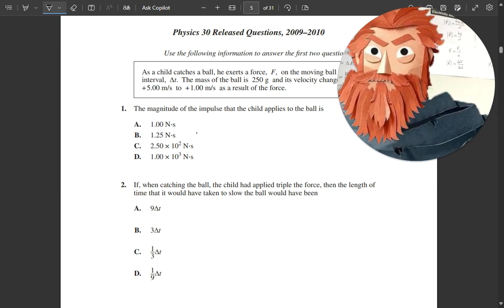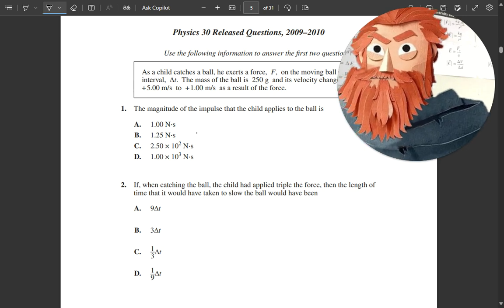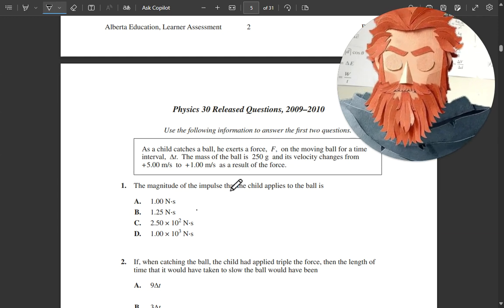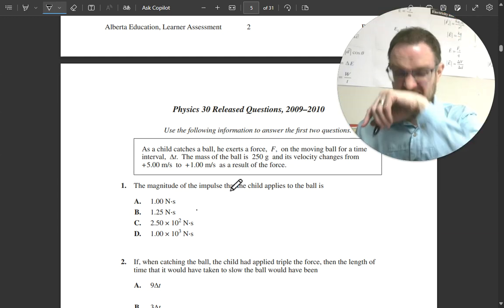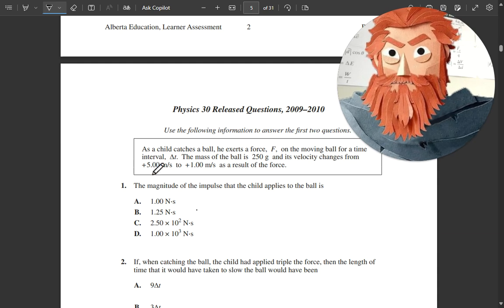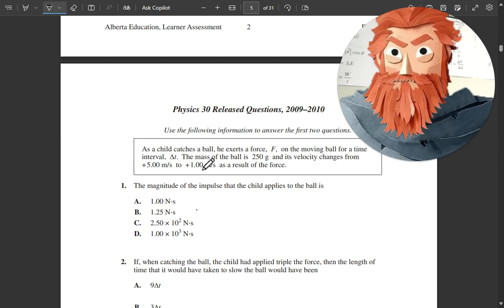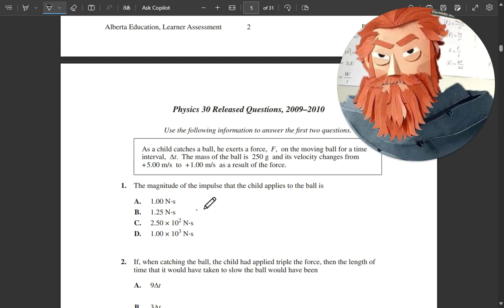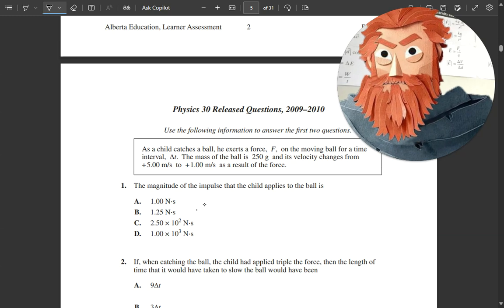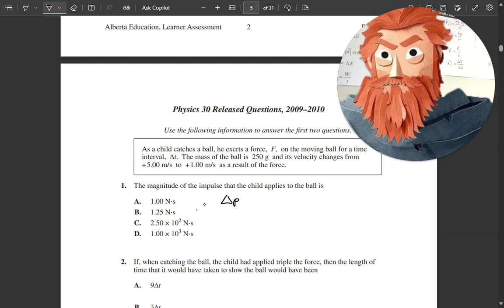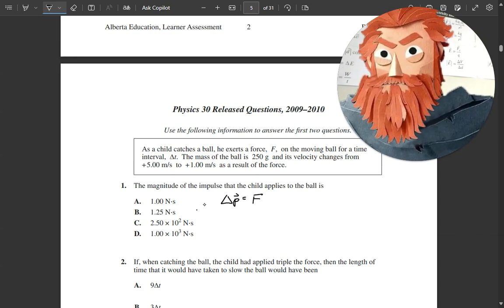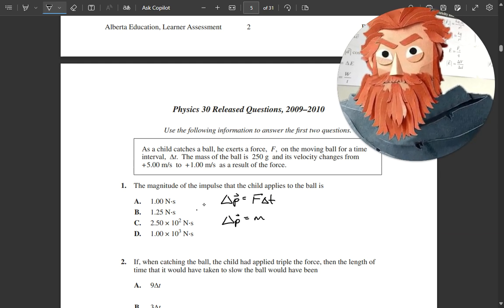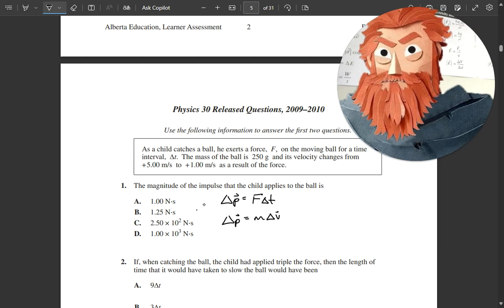So we have a child catches the ball, exerts a force F on a moving ball over a certain time period. Okay. The mass of the ball is 250 grams. The velocity changes from 5 to 1, so it slows down as a result of the force. What is the magnitude of the impulse? Yeah, this seems like a pretty simple little question. So remember, impulse can be calculated two different ways. Impulse being the change in momentum, can either be force times time, if they gave you those two things to you, or it could be mass times change in velocity, right?